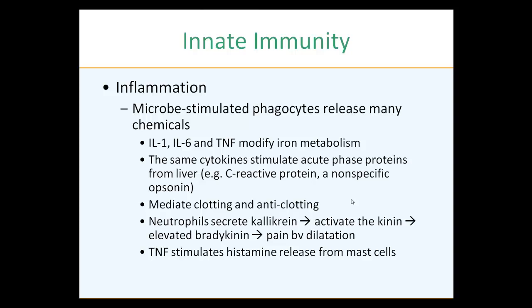Neutrophils can secrete what we call kallikrein, and the kallikrein will activate a kinin, which is a protein made by the liver, and now you have bradykinin. A bradykinin can stimulate the nerve endings, the pain nerve endings, and it can also cause vasodilation. That is a pathway we can block by Tylenol, for example.